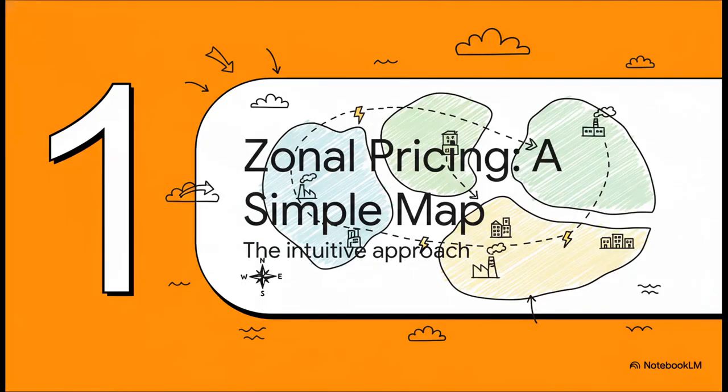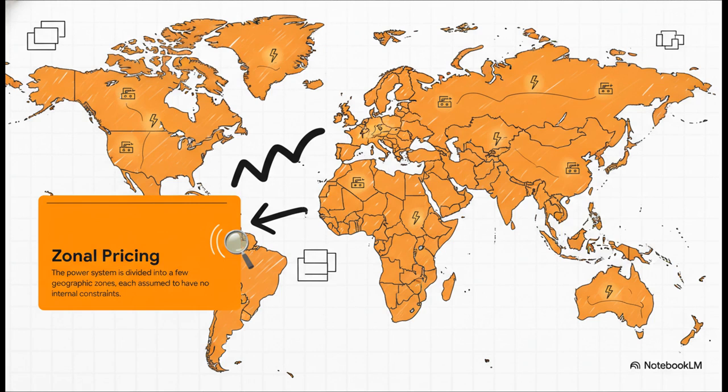We're going to start with the most intuitive way to think about this, which is to treat the power grid like a really simple map, with just a few big countries on it. And that's exactly what zonal pricing does. It basically carves up the entire grid into a handful of big areas, or zones. You could think of an entire country or a large state as just one single price area. And the key assumption, the big idea here, is that inside each zone, power can flow anywhere it wants, totally freely, with no traffic jams.